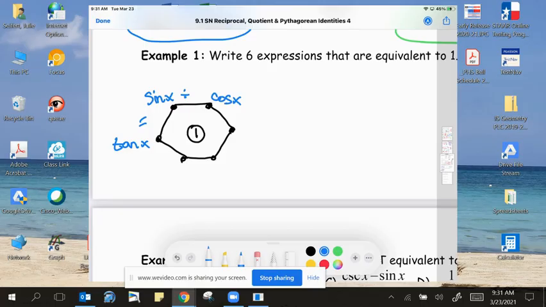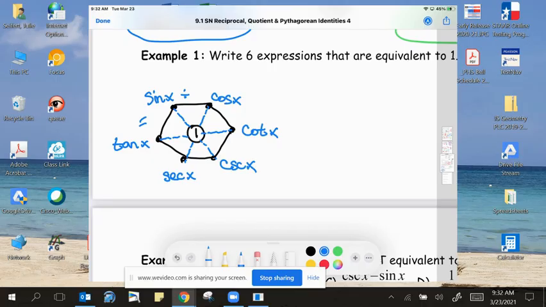Now, for the other pieces of the hexagon, we're going to use the reciprocals. Straight across. Tangent x, straight across. Its reciprocal is cotangent x. Sine x goes straight across. Its reciprocal is cosecant x. Cosine x goes straight across. Its reciprocal is secant x.